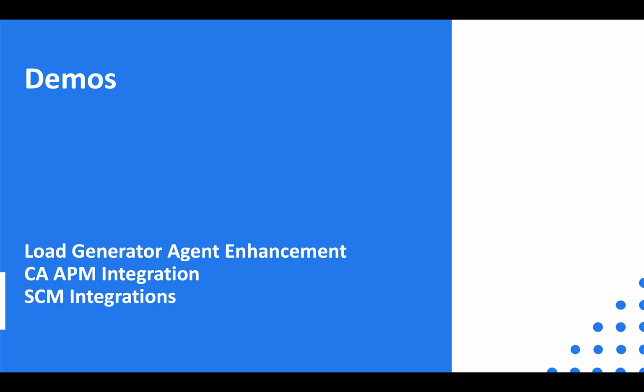We actually do have a couple of demos prepared for you guys. We're going to talk again about that load generator agent enhancement that we just spoke about. We're going to see the CA APM integration in action, and then Daniel's going to talk about the Git and YAML integration created through Jenkins. What I'm going to do is I'm going to pass this over to Adrian, who's going to talk about the load generator agent enhancement. Thanks, everyone.